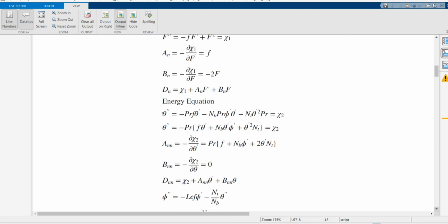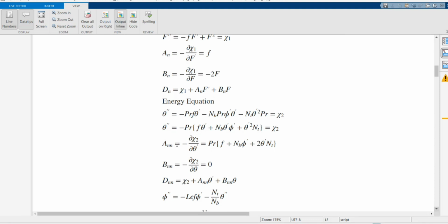We do the same. We keep theta double dash. Since the energy equation is second order, we don't need to reduce the order of this ODE. We keep this as it is. Keep theta double dash on the left hand side, then we have all the values on the right hand side, and we call that chi2. So theta double dash is chi2.